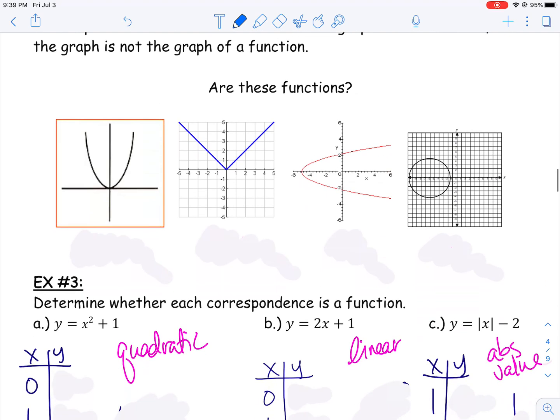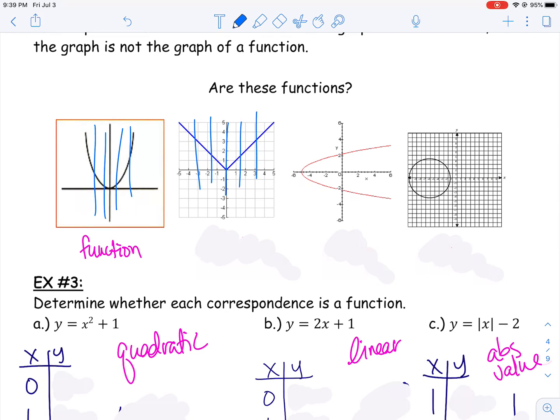Look at these 4 examples. If you look at this first one, we call it a parabola. No matter how I draw that vertical line, doesn't that vertical line only ever touch the graph once? So we would say that this is a function. For every x, there's only one y value. Look at the second one. If I draw a vertical line along this graph, no matter how I draw that vertical line, it looks like it only touches it once, so that would be another example of a function.